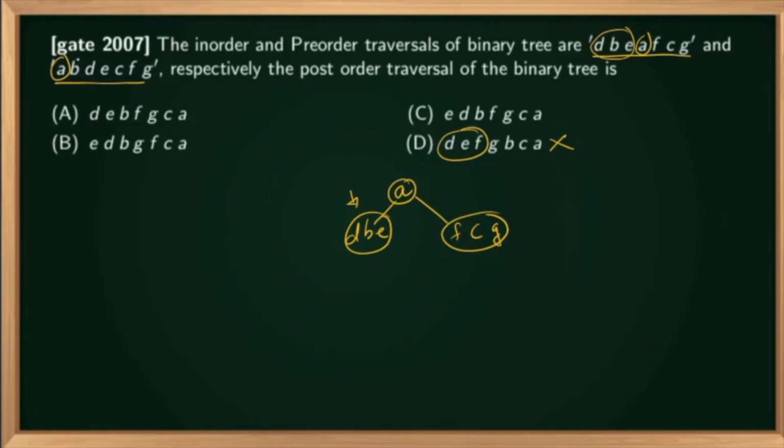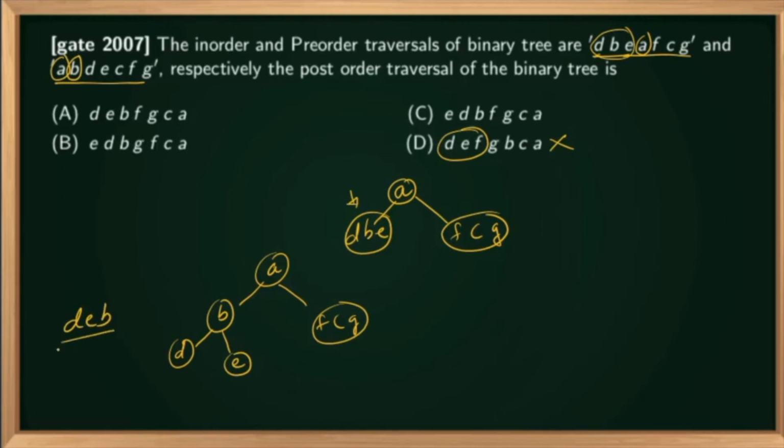If I see here, the next value printed is B, which means A's left child is B. Here I have FCG, and here I have B. Now if I look here, B's left side has D and right side has E. So during post-order it should start with D, E, B. If you see, only choice A starts with D, E, B. So the correct answer should be A.